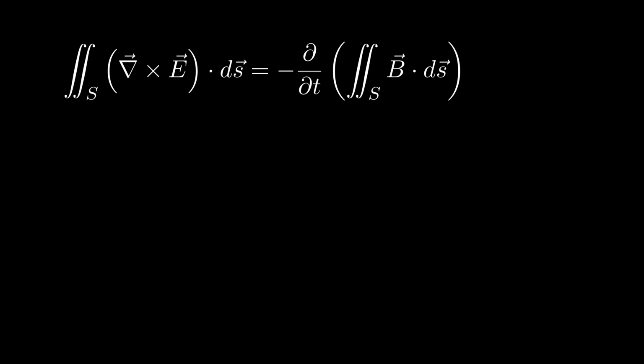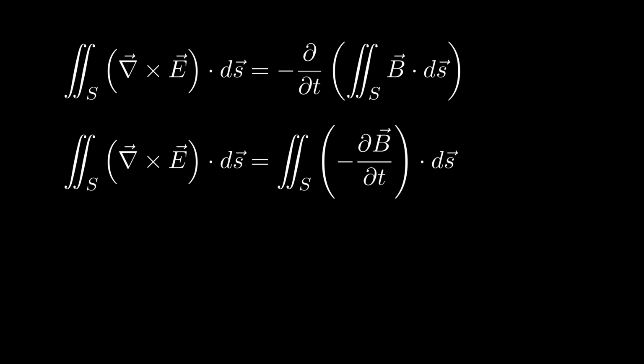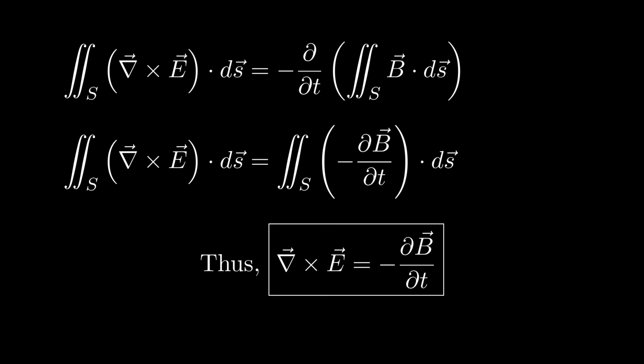Since the right hand integral is happening with respect to the surface element, it is independent of time and the derivative can be brought inside the integral. And since the result is an identity, we can say that the curl of E is equal to minus del B del T. This is Maxwell's third equation, also known as Faraday's law of electromagnetic induction.